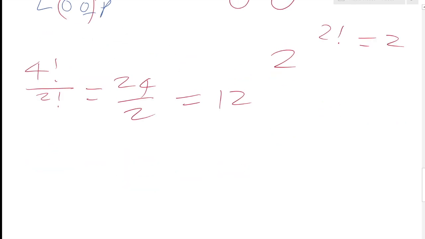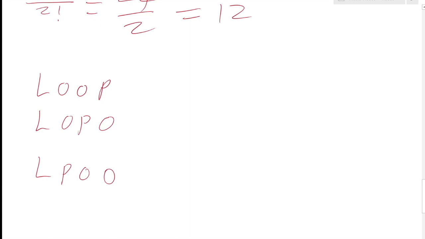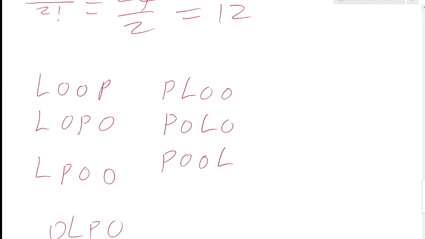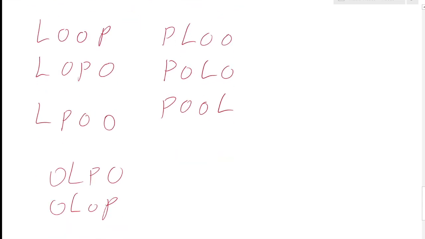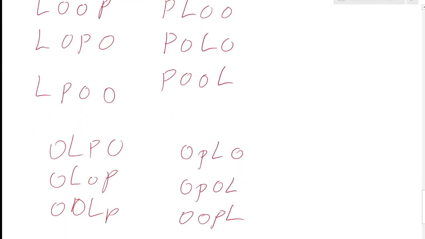If you want to check that, you've got L-O-O-P, L-O-P-O, L-P-O-O, then you've got P-L-O-O, P-O-L-O, P-O-O-L, and then you've got O-L-P-O, O-L-O-P, O-O-L-P, O-P-L-O, O-P-O-L, and O-O-P-L. And that's 12 possible arrangements, and you can check again there aren't any missing.